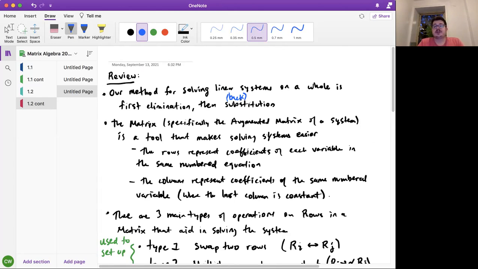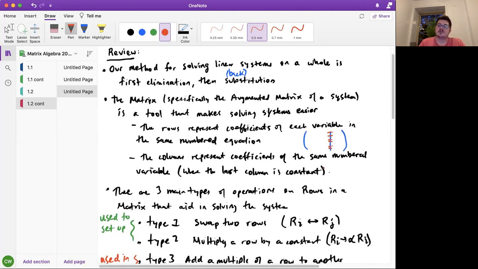So we introduced the matrix as a tool that makes solving systems easier, which we call the augmented matrix of a system. It was comprised of a coefficient matrix, which consisted of the coefficients of the variables, and it was augmented with a column of the constants. When you write the augmented matrix, the line represents the equal signs. So if you want to read out the system, your equal signs are where that line is.